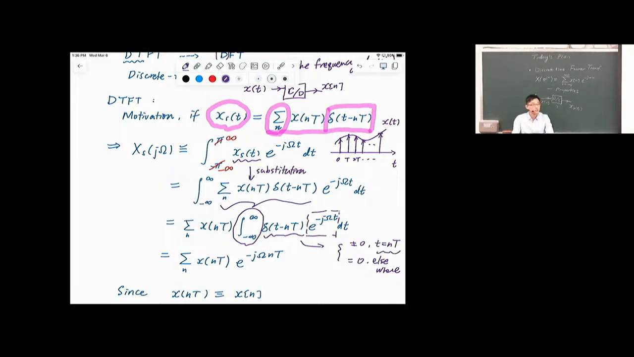Is that too fast? No. So this is the result of e to the minus j omega t evaluated at t equals n times the sampling period. Why? Because this delta function is non-zero only at that time. Okay, so that's just a few steps. 1, 2, 3, 4. Four steps.